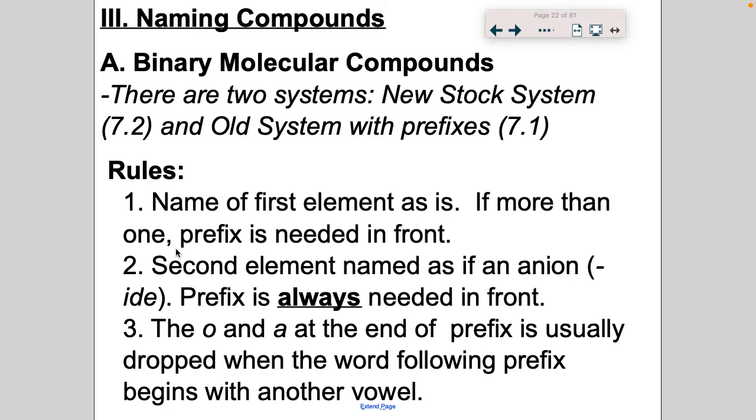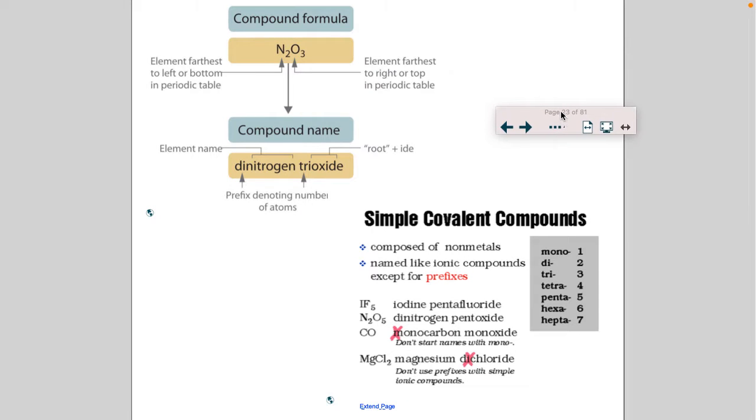If there's more than one, then you need a prefix. The second element is named as if it's an anion, which means we change the ending to IDE, and the prefix is always needed in the front. I'll go through the prefixes on the next slide. The O and the A at the end of a prefix is usually dropped when the word following the prefix begins with another vowel. So I'll take a look at this diagram here.